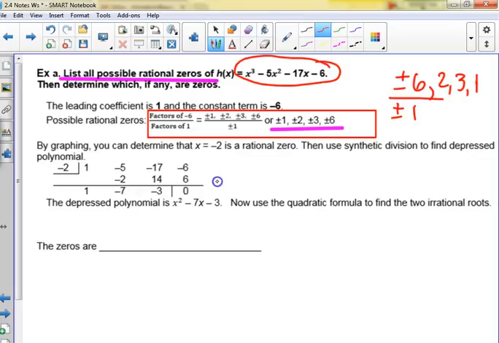Now, this particular one, it says -2 worked, and they did synthetic division, and the depressed polynomial was this. Everybody okay? It says, now, does this factor? No, so what do we get to do now? Quadratic formula to find the 2 irrational roots. So there's 1 at -2, and we have to use the quadratic formula.